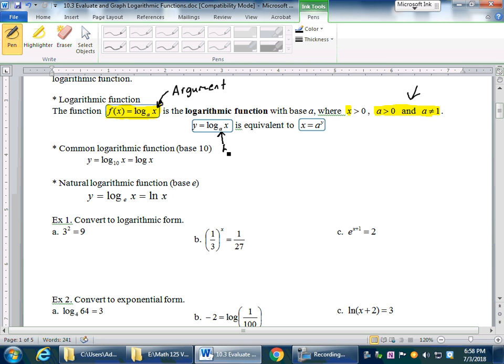Here's the base. Here's the base. That's my argument. And this is my argument. And then your y becomes what? The exponent of the base. So exponent.